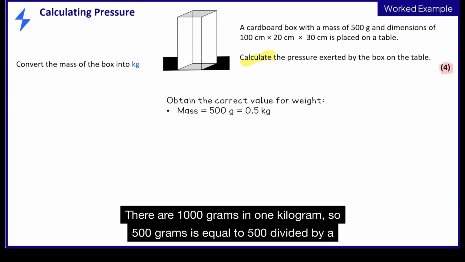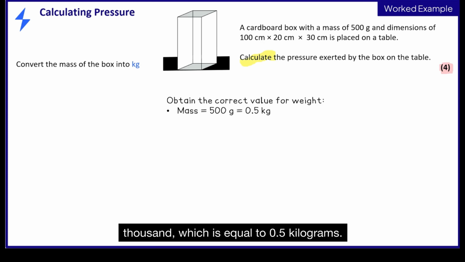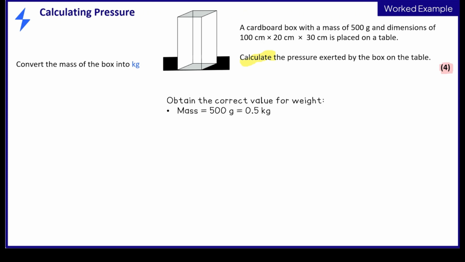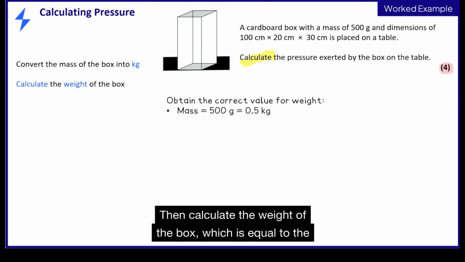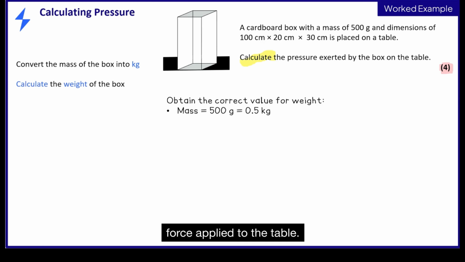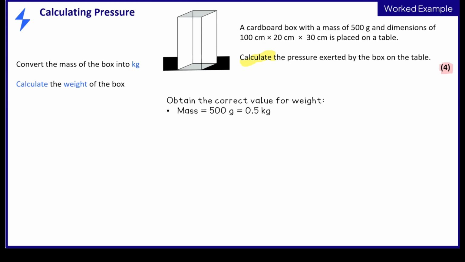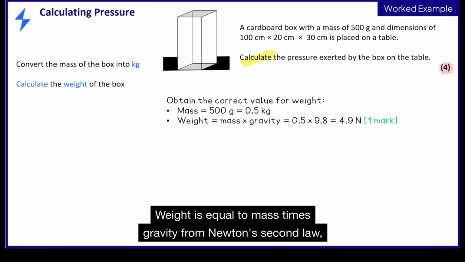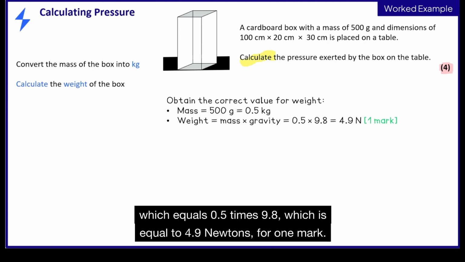Convert the mass from grams into kilograms so it is easier to calculate the force. There are 1,000 grams in 1 kilogram, so 500 grams is equal to 500 divided by 1,000, which is equal to 0.5 kilograms. Then calculate the weight of the box, which is equal to the force applied to the table. Weight is equal to mass times gravity from Newton's second law, which equals 0.5 times 9.8, which is equal to 4.9 newtons for 1 mark.